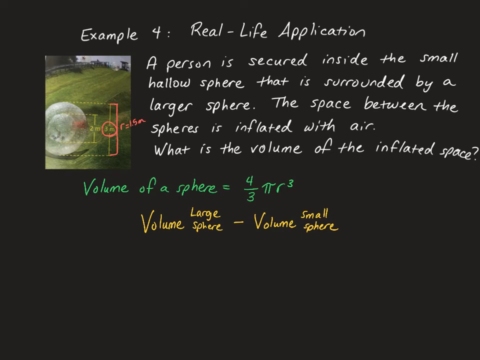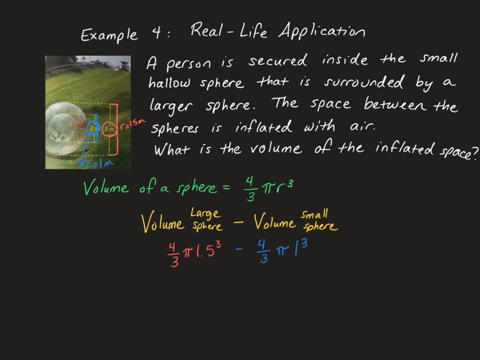Okay, let's plug that in. 4/3 pi, and my radius is 1.5, so 1.5 to the power of 3. Let's take a look at the small sphere. The small sphere has a length of 2 all the way across, and so we need to find half of that. And so the small sphere has a radius of 1 meter. So let's plug that in. 4/3 pi, 1 to the power of 3.